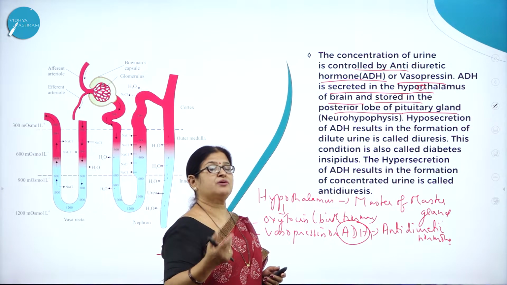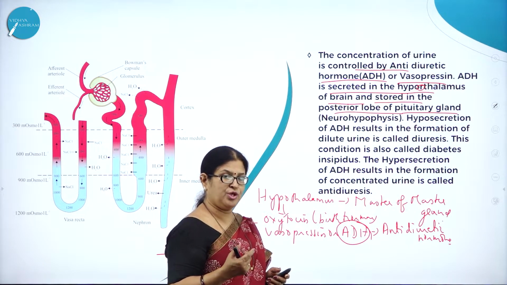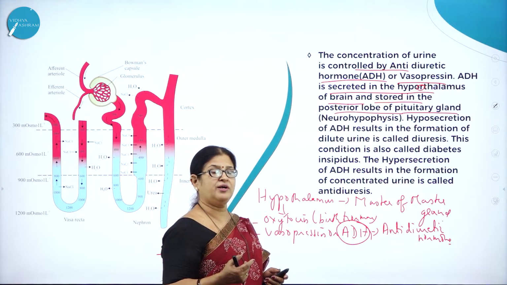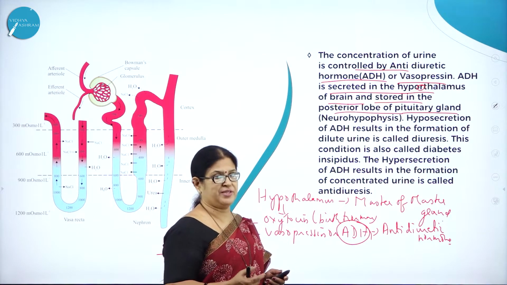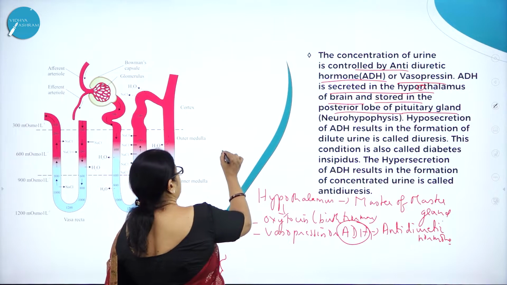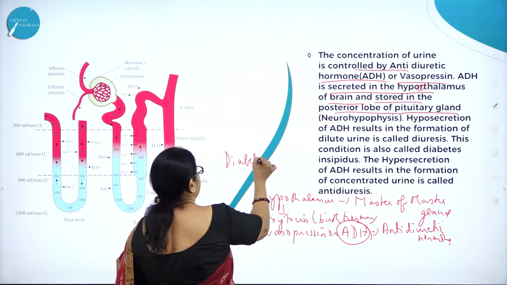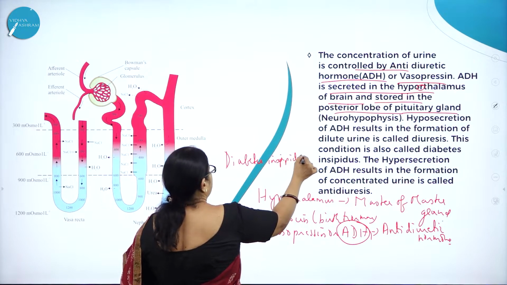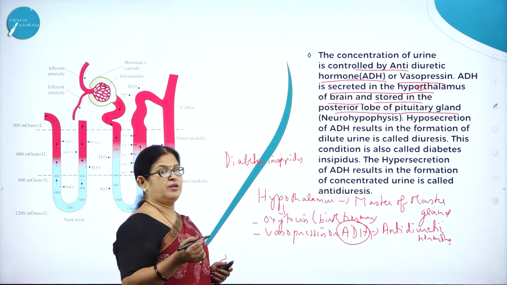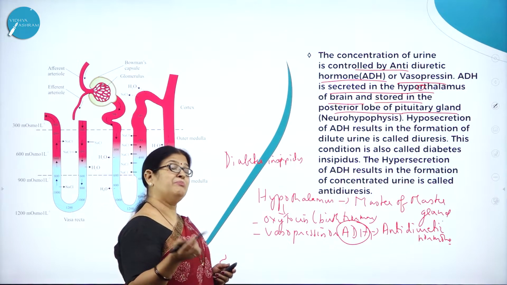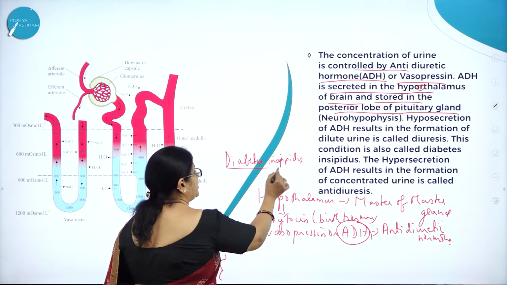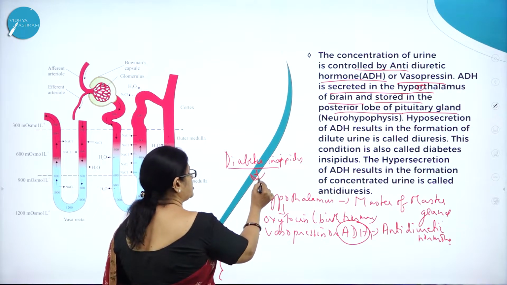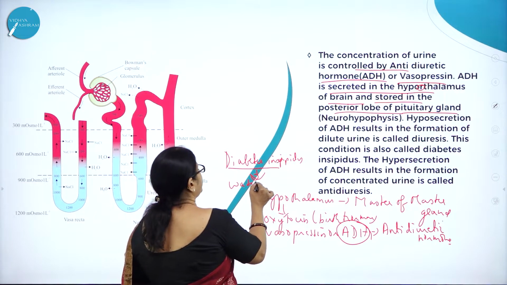If not, excess water is eliminated through urine, leading to a disease called diabetes insipidus. You might have heard about one more, like sugar, we call diabetes mellitus, but this is called diabetes insipidus, or it is also called water diuresis.